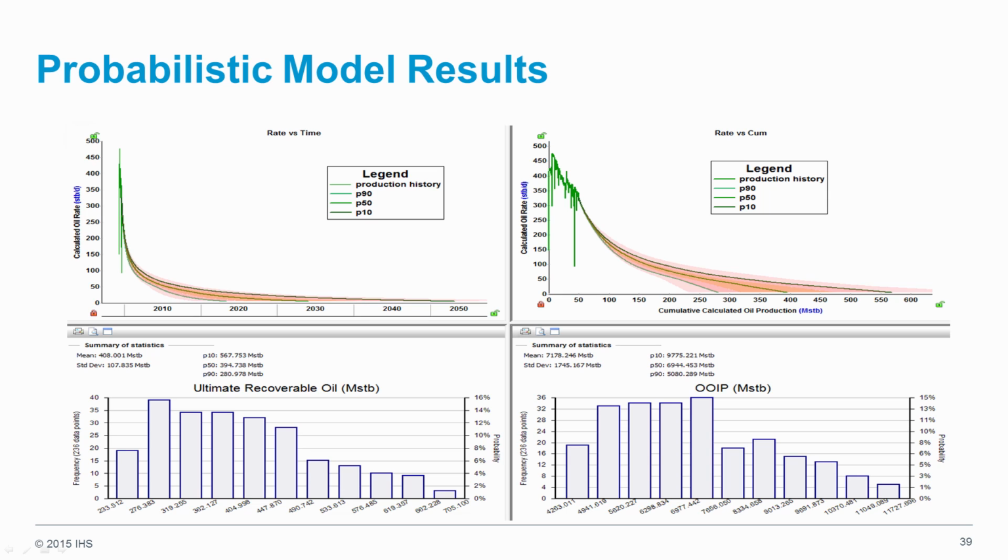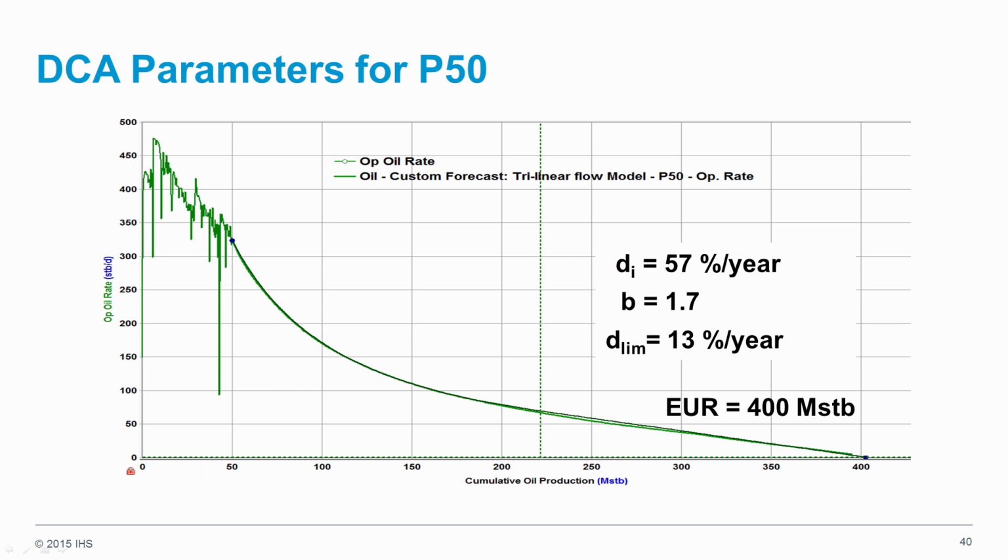As a last step, we can also fit some decline parameters to our P50, for example, to get Dis, B values, D limbs. This is ultimately the language that everybody speaks in the industry. It's a common language, so it doesn't hurt to back this out and express our forecast in terms of a common language.